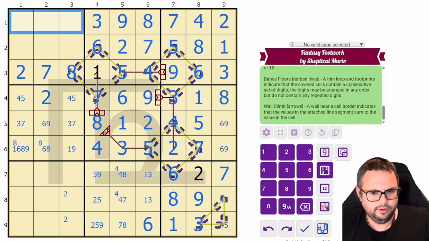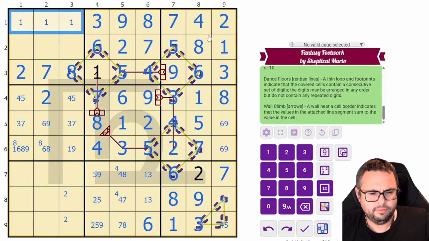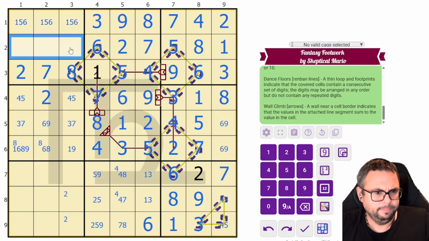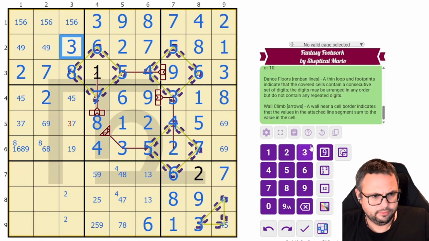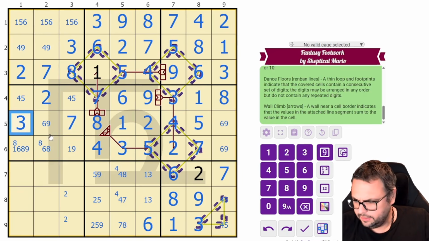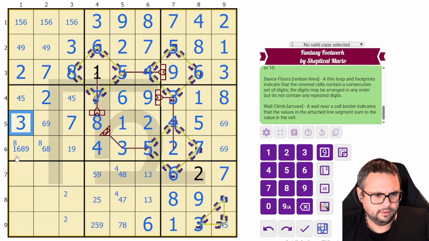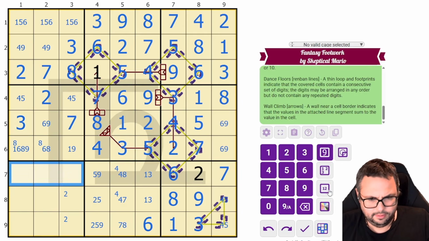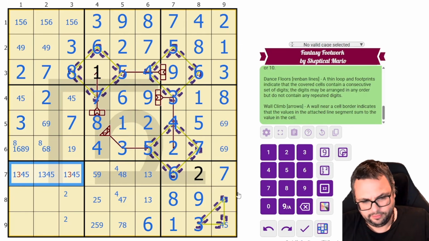Maybe we'll fill in these triples. 1, 2, 3, 4, 5, 6, 7, 8, 9. No 3 there, no 3 there. 3 there, 7, 3. Okay, these are 1, 2, 3, 4, 5, 6, 7, 8, and 9.